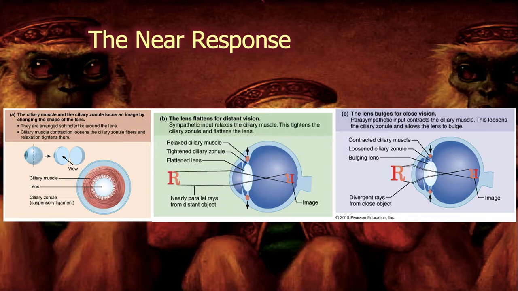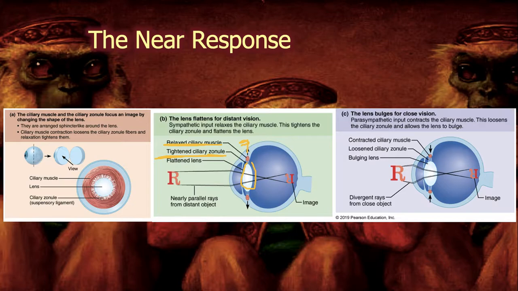When you are looking at something that is far away, your lens is nice and flat right here. It is flat because the ciliary muscles are relaxed, and so they pull on the suspensory ligaments and tighten them. The book calls it the ciliary zonule, but we call it suspensory ligaments. Suspensory ligaments is the older term. It makes those tight, and so they pull on the lens and make it flat.